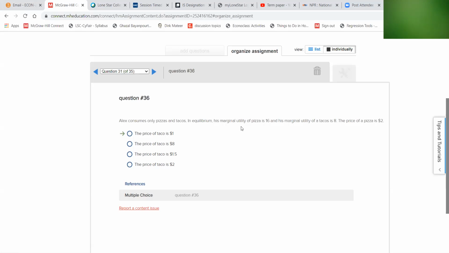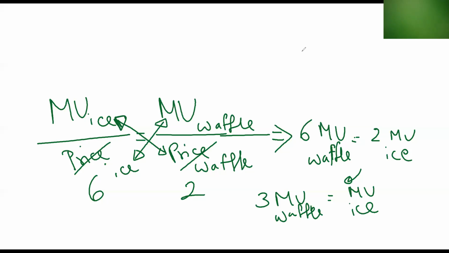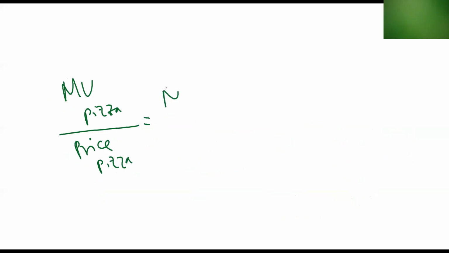This question is again about consumer equilibrium condition that I just wrote you for waffle and ice cream. But here you are going to solve that ratio and get the price for taco. Let's see how. We'll do it quickly. It's the same ratio I had here, but let me clear up everything. So I have the MU of pizza divided by the price, then it should equal to the marginal utility of taco divided by price of taco.